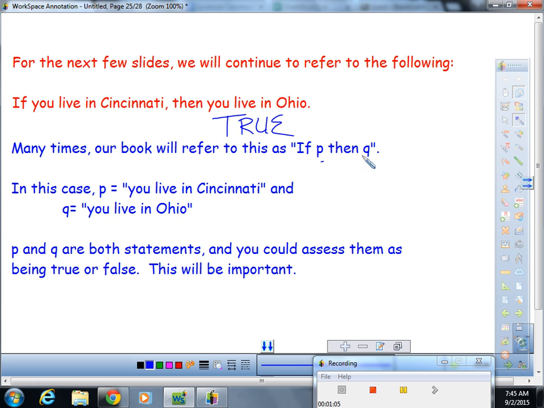Okay? In this case, P would be the statement, you live in Cincinnati. That's true for us, unless we want to be really, really specific about it and say that Montgomery is not Cincinnati. But in general, we live in Cincinnati. That's true. You live in Ohio. That's also true. Okay, so these are statements, and statements can have validity. Validity just means they can be true or they can be false. Okay? I don't think there's a whole lot here you need to copy down.